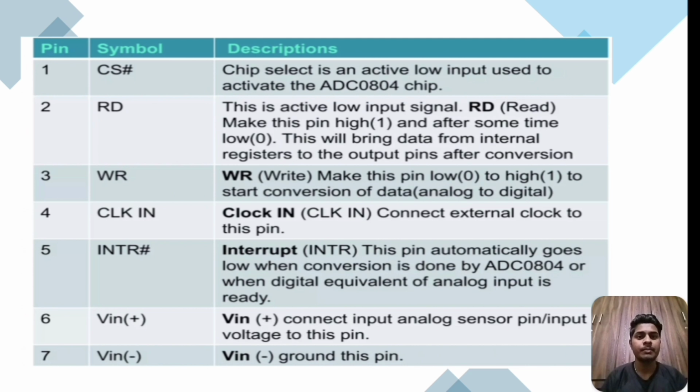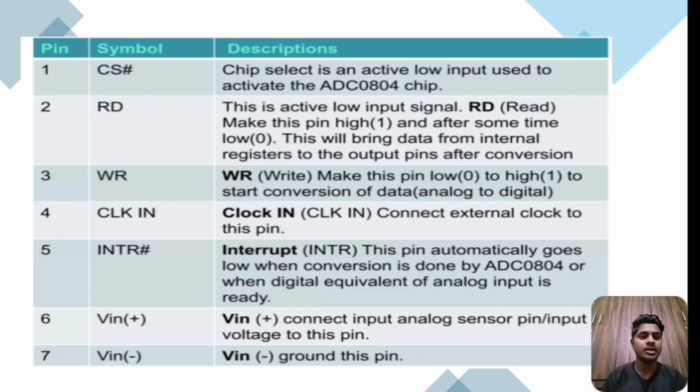Pin description: CS, chip select, is an active low input used to activate the ADC0804 chip. RD, read, is an active low input signal. Make this pin high and after some time low, where high is 1 and low is 0. This will bring the data from internal registers to output pins after conversion. WR, write, make this pin low 0 and high 1 to start the conversion of data from analog to digital.